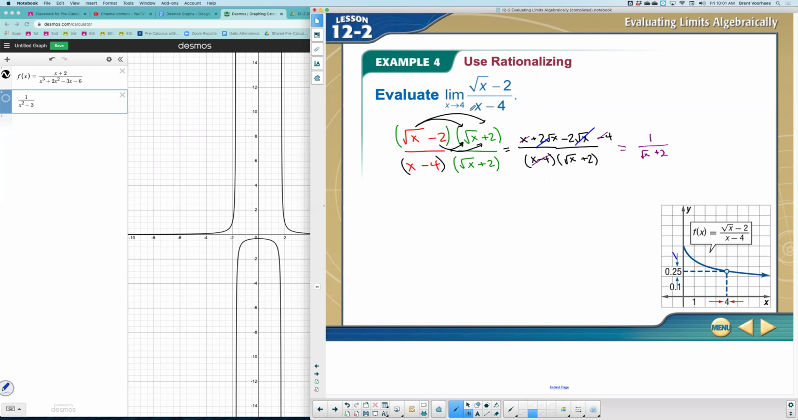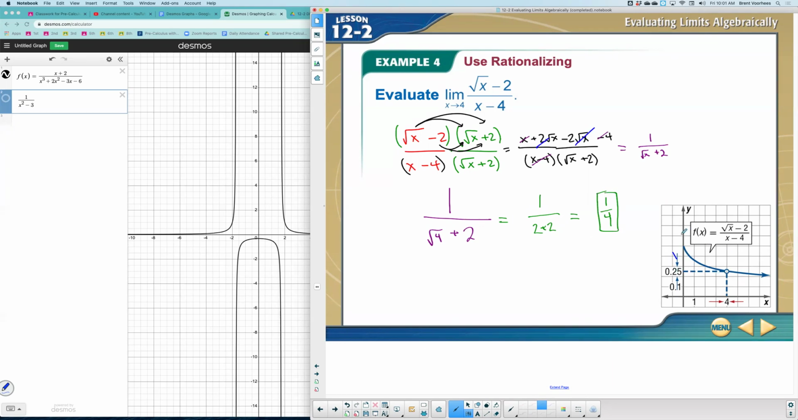And so how can I solve this limit from here? Well, we can now use direct substitution. So I would just simply plug in a 4 into my square root. So I have the square root of 4 plus 2 in my denominator. And so the square root of 4 we know is 2. And so I'm looking at having here 1 divided by 2 plus 2, which is just going to be equal to 1/4. That's going to be my limit on this particular problem.